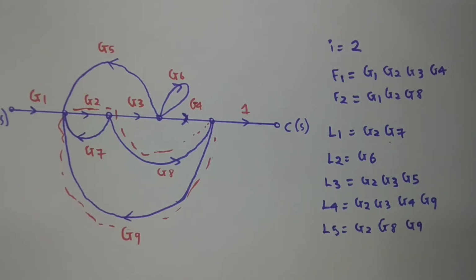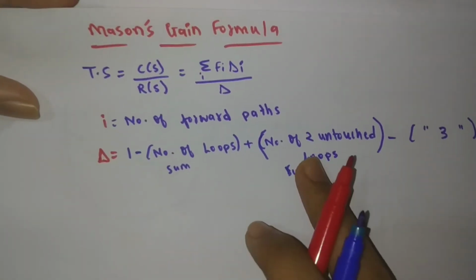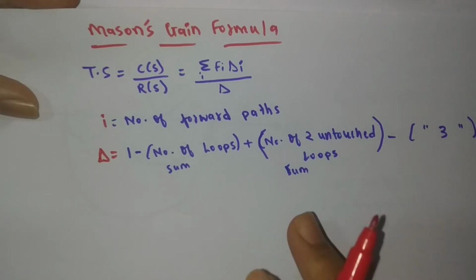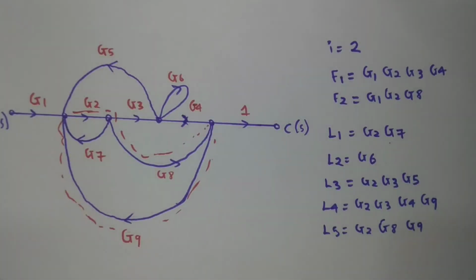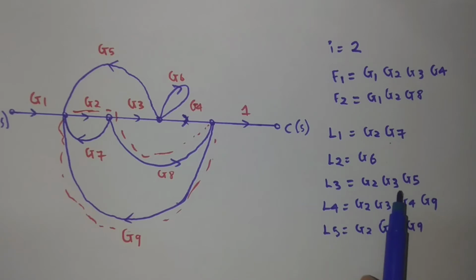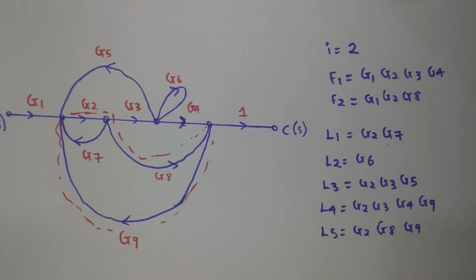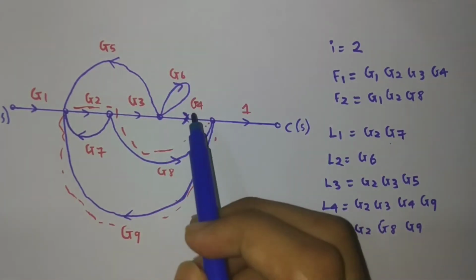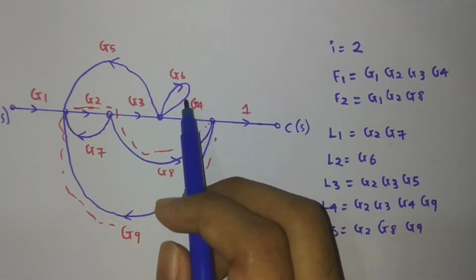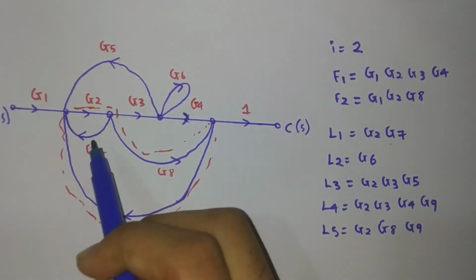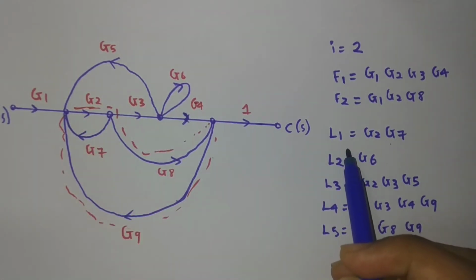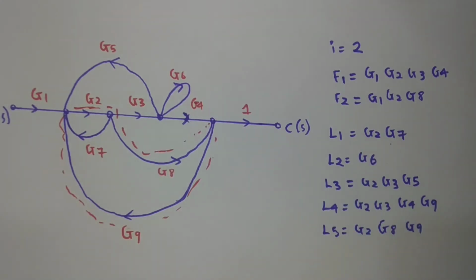Now what we have to do, here it was given the sum of the number of 2 untouched loops. So now we have to find 2 untouched loops. So look at all the loops that are given here. Among them, who do you think are the 2 untouched loops? If you want, you can pause the video and tell. So the 2 untouched loops are this G6 which is going here and G2, G7, the L1 loop and the L2 loop. These are the 2 untouched loops.